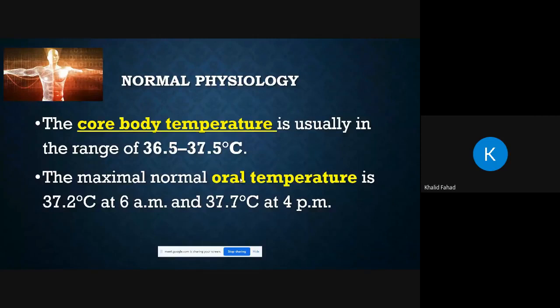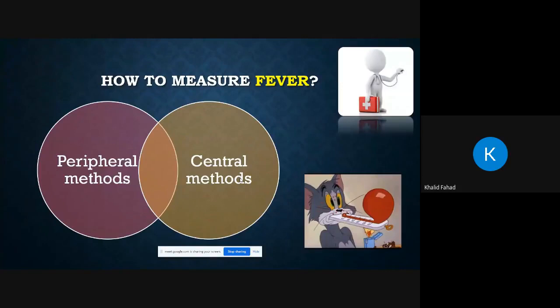Is that clear? Okay. So, how can we measure fever? The definition of fever means a temperature of more than 38. So, how can we measure fever? There are two methods. We have the peripheral methods and the central methods. Can anyone tell how we can measure temperature by peripheral methods?